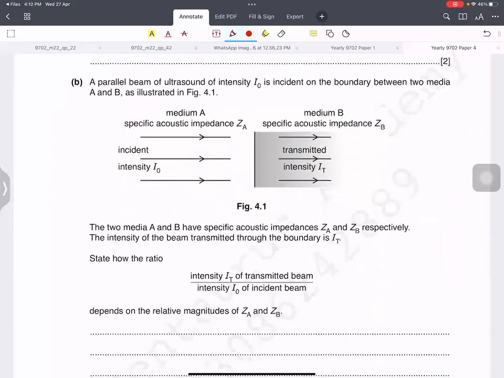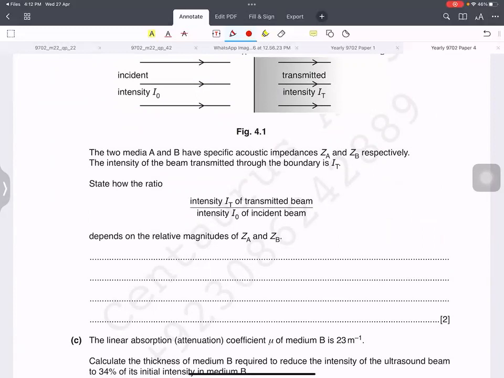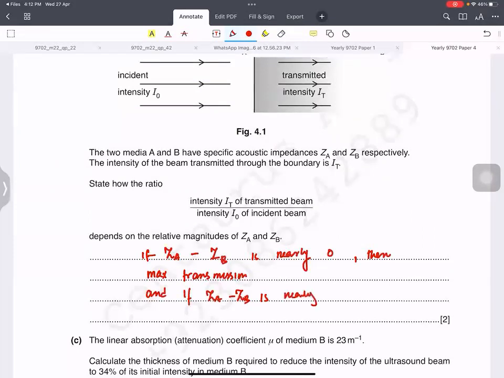Then, it depends on relative magnitudes. This is very important to understand. This question is asked again and again. If ZA minus ZB is nearly zero, then maximum transmission. And if ZA minus ZB is nearly 1, then maximum reflection. This is the most recurring question. So you should actually write this, please.